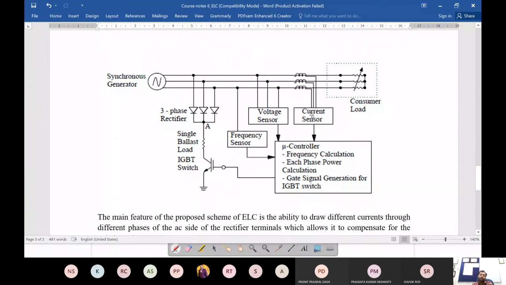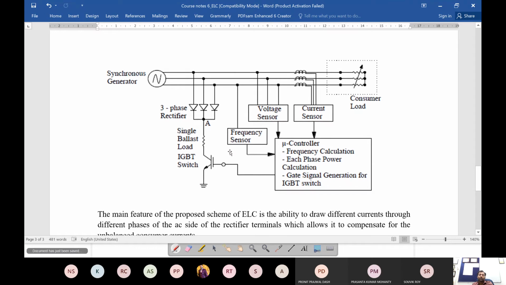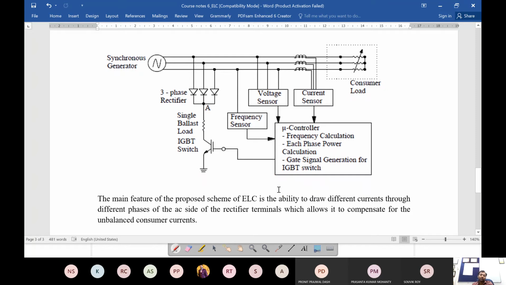You already have CTs and PTs in the power plant, and you just connect their input to the microcontroller, and the microcontroller can be programmed to sense if there is an imbalance, so accordingly the amount of this particular gate signal can be varied, and this would have much better functionality. So the main feature of the proposed scheme of ELC is the ability to draw different currents through different phases of the AC side of the rectifier terminals.